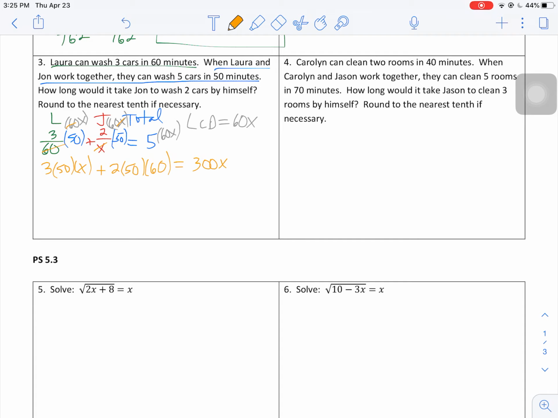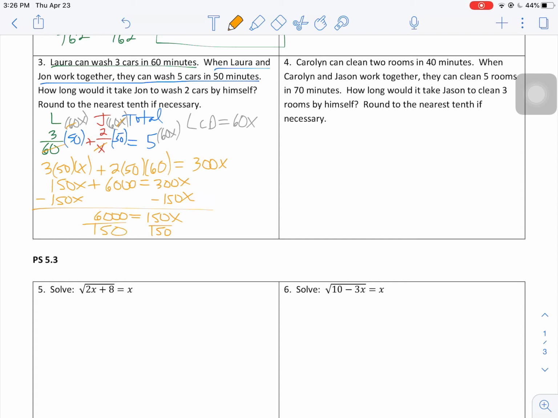So 150x plus 2 times 50 times 60 is 6,000 equals 300x, and then keep solving. Subtract 150x from both sides. 6,000 equals 150x. Divide by 150.